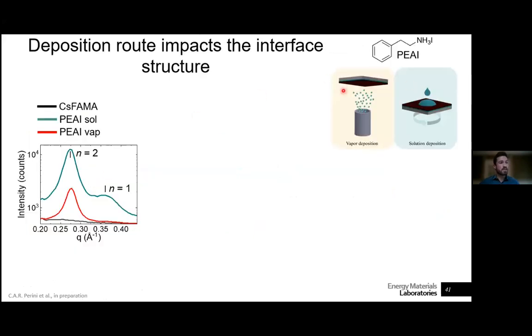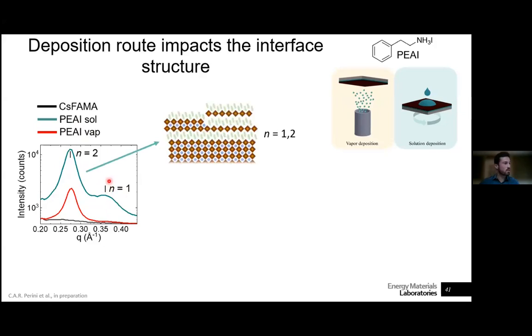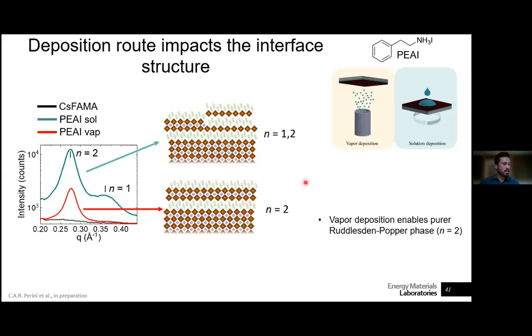So we then deposit these layers on top of a 3D perovskite, and we characterize again the diffraction from the surface. And we see clear differences. In the case of solution, we can see that we have two main diffraction peaks at low angles, which are associated with N=1 and N=2 Ruddlesden-Popper perovskites, which are schematized at the surface here. Whereas via vapor, we get a dominantly N=2 Ruddlesden-Popper phase.